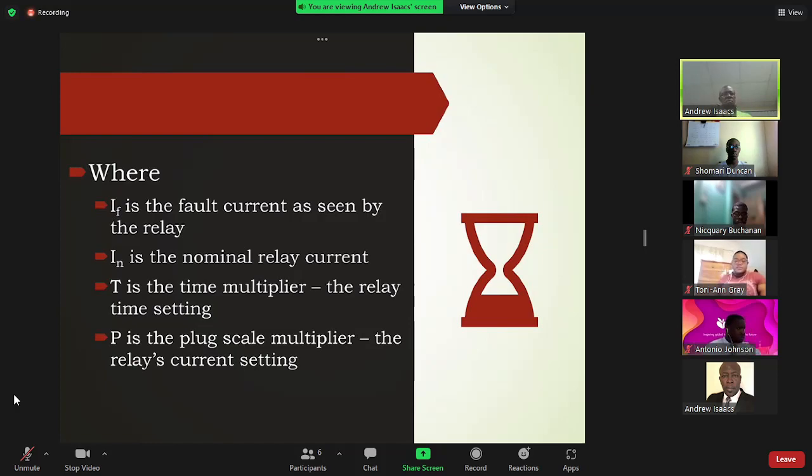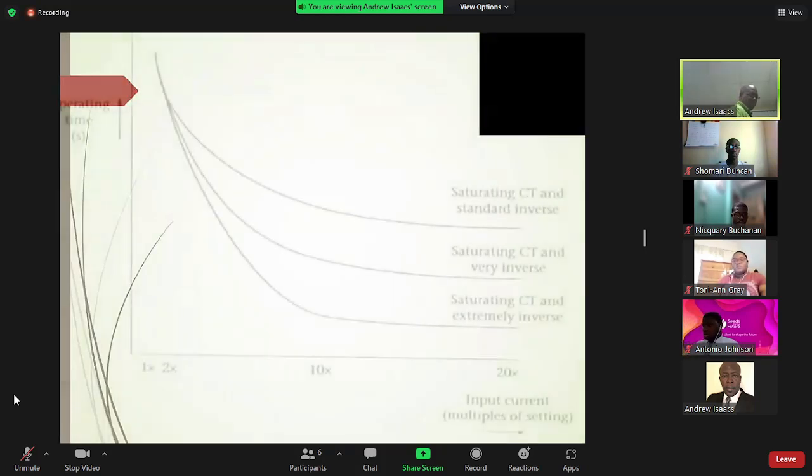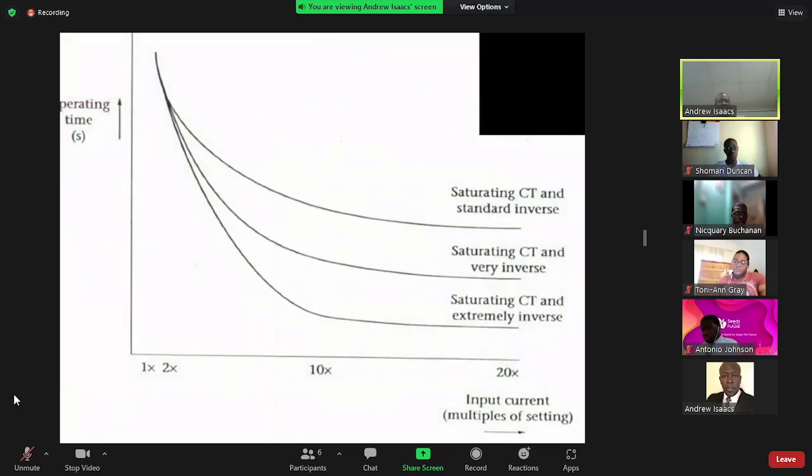Okay. Now, just to make a few more comments regarding the three inverse characteristics. We are showing the saturation curves in terms of the CT output to the relay, right? So that's saturation CT with your standard, your very, and your extreme inverse characteristics. Why are we mentioning this? And you have the diagram, right? So just make a note that you reference that particular diagram.